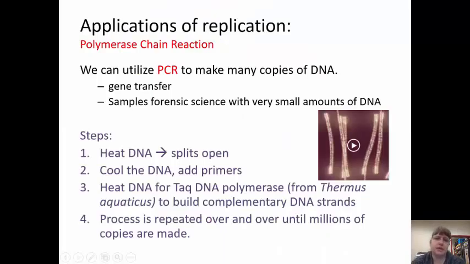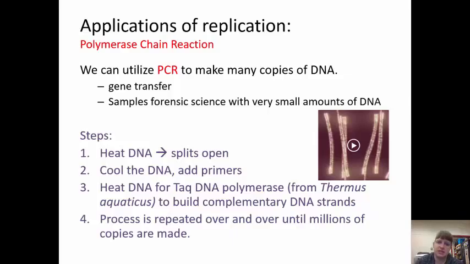So there's other times where we need replication to occur, and we actually have a clinical application of replication, and that's called the polymerase chain reaction. PCR can be utilized to make many copies of DNA. We use this in both gene transfer and when samples of forensic science are very small, have very small amounts of DNA. There are basically 4 steps in PCR, or polymerase chain reaction.